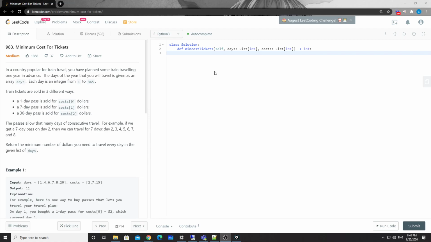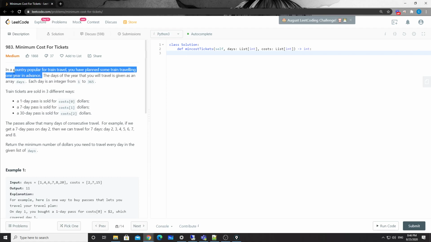And this time, let's take a look at this LeetCode problem, number 983, minimum cost for tickets. In a country popular for train travel, you have planned some train traveling 1 year in advance. Okay, probably we can skip all this description here.